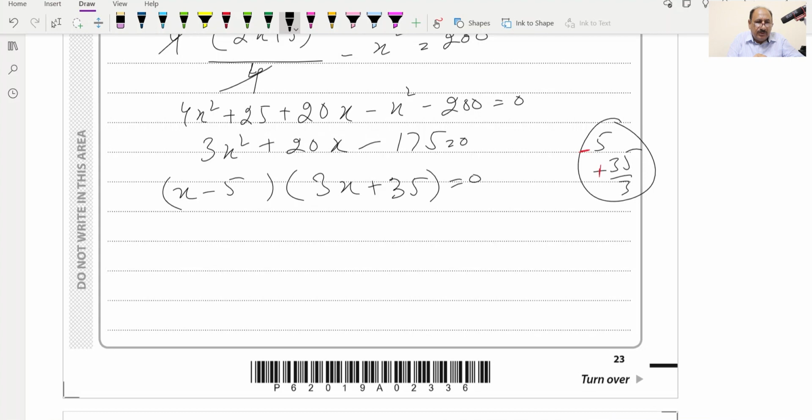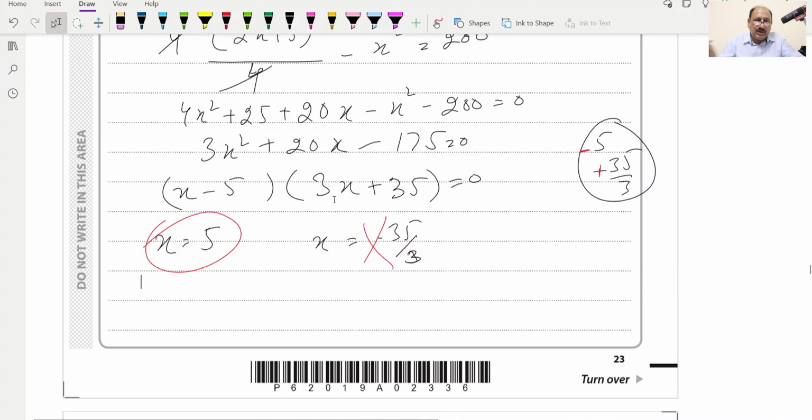So x will be equal to 5, and this gives us the value x = −35 over 3, which we will be rejecting, being a negative value. So x = 5 is basically our answer. And now we can calculate the y value.